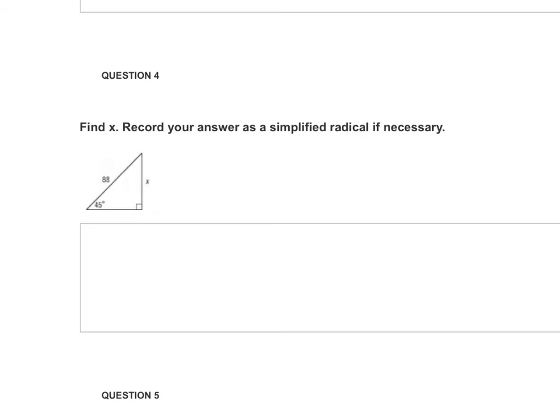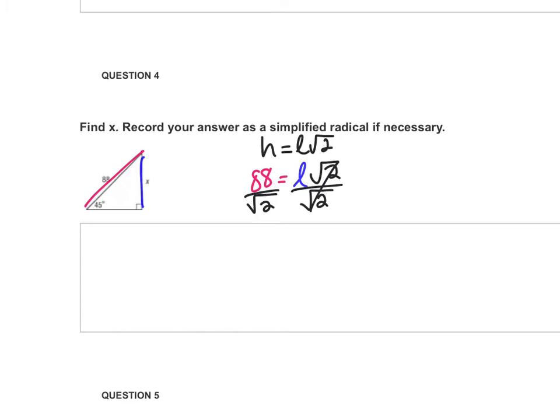For question number 4, we see that it is a 45, 45, 90. We have a missing leg value, so we're going to plug in our hypotenuse of 88. That's equal to our leg times square root of 2. We need to find that leg value, so we have to divide by square root of 2 on both sides. These radicals cancel, leaving us with an L over here. But on this one, since we have a radical in the denominator, we need to rationalize it. So we multiply top and bottom by square root of 2.